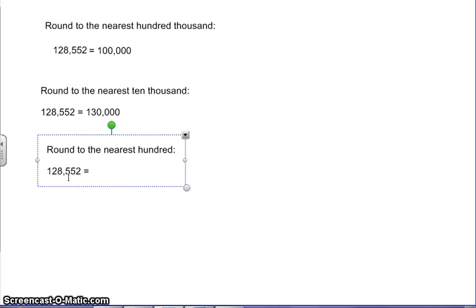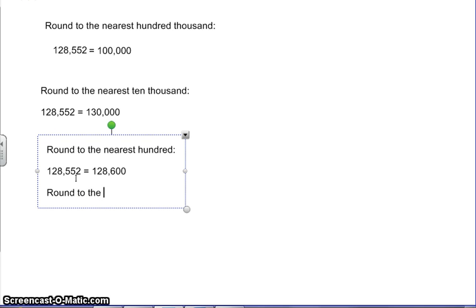Let's round this number to the nearest 100. My first 5 is in the hundreds, so I'm going to look at this. Everything in front of it stays the same. 128,000, is it going to be 500 or 600? 128,552. So I'm just looking at the 552, and I'm going to the nearest 100. Is that closer to 500 or 600? So I ignore these first few for now. 552, is that closer to 500 or 600? Your answer is 600.